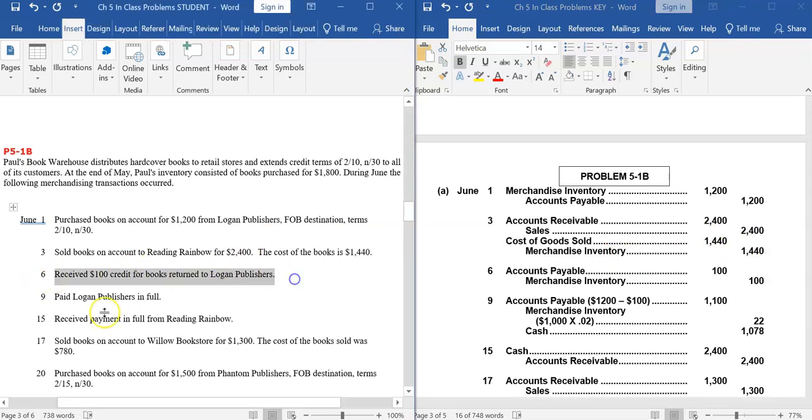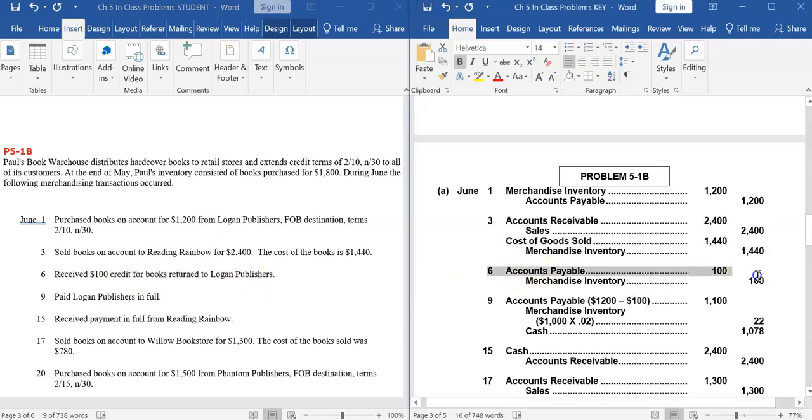On the 6th, Paul's received a $100 credit for books that were returned to Logan Publishers. Remember up here, Paul purchased books from Logan. Some were returned and Paul received a credit from the seller. That means that the inventory is no longer owned. It was returned, so inventory needs to decrease with a credit. And the liability decreases as well because it is no longer owed. Debit the liability to decrease.